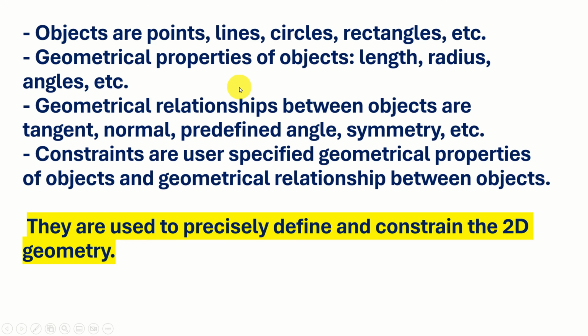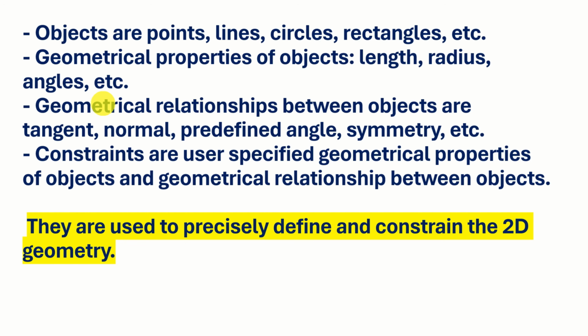In order to properly explain what the constraints are, we need to define several things. First of all, we need to define objects. Objects are points, lines, circles, rectangles, etc. Then, geometrical properties of objects are length, radius, angles, etc. Geometrical relationships between objects are tangent, normal, some predefined angle, symmetry, etc.